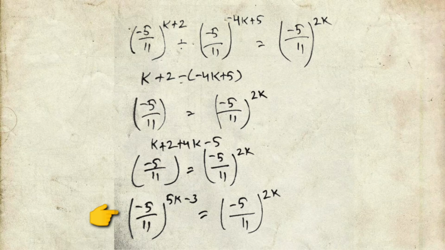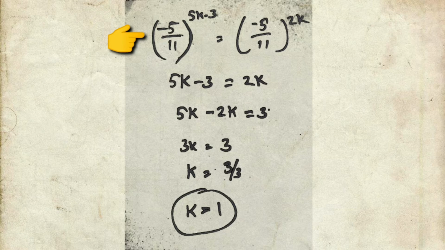So now, students, on this side minus 5 over 11 raised to 5k minus 3 and that side minus 5 over 11 raised to 2k, both bases are the same, so the powers will also be equal. So keep the powers equal as 5k minus 3 equals 2k, and this 2k can be subtracted from 5k. 5k minus 2k, that is 3k equals 3, and k equals 3 by 3. After cancellation, you will get k equals 1.